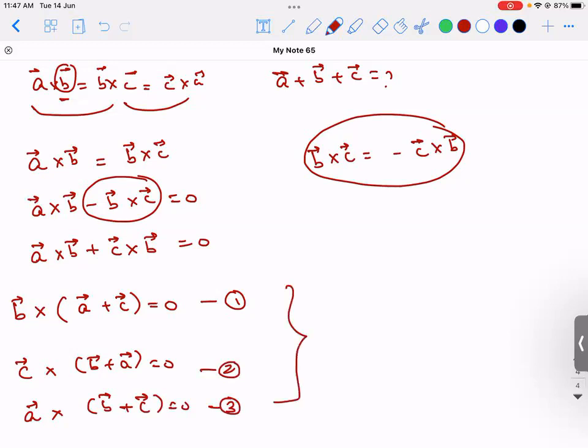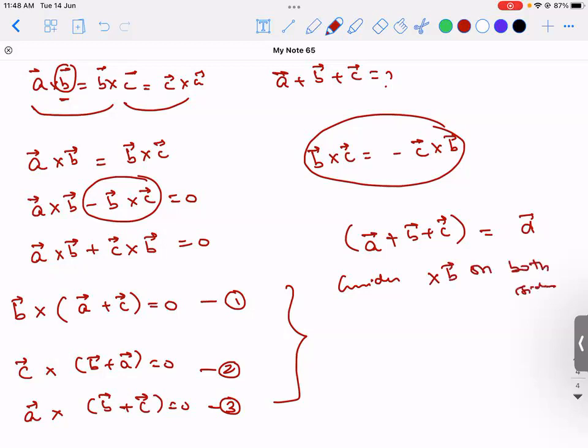So when I take all these into consideration, my job is to find what A vector plus B vector plus C vector is. If I call this, for example, D vector, because the sum of all the vectors is supposed to be another vector, I'll consider cross B vector on both sides. When I do this, A vector cross B vector plus B vector cross B vector plus C vector cross B vector is equal to B vector cross B vector. Accepted. So I took cross B vector on both the sides.